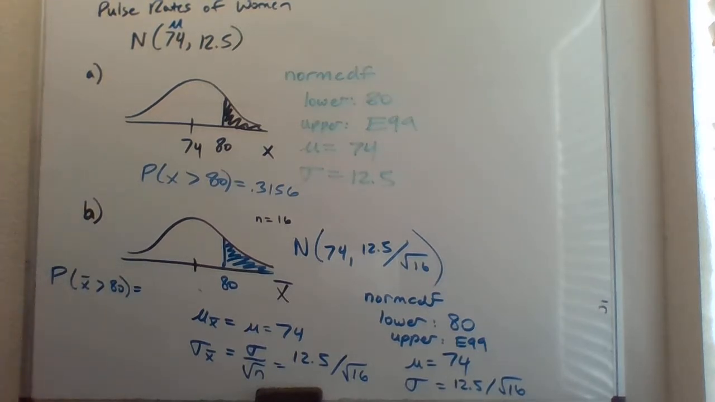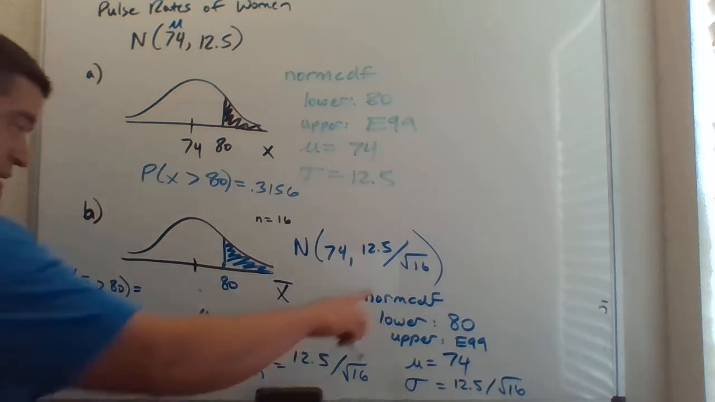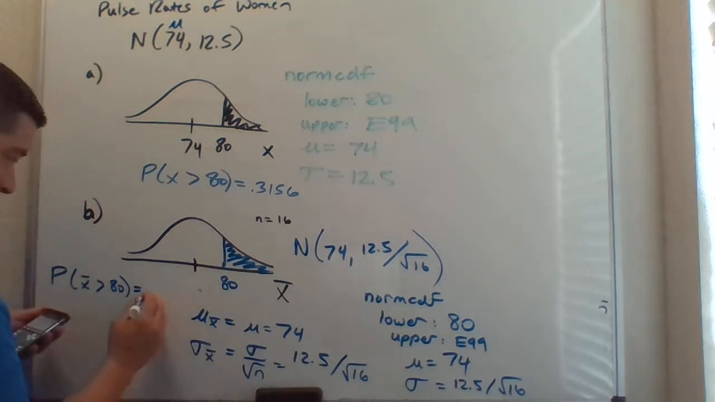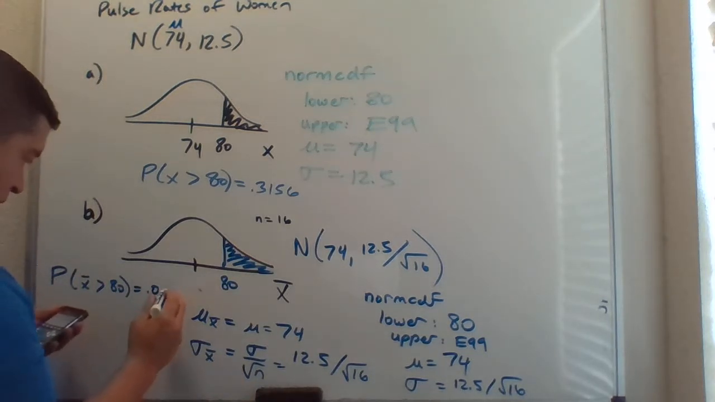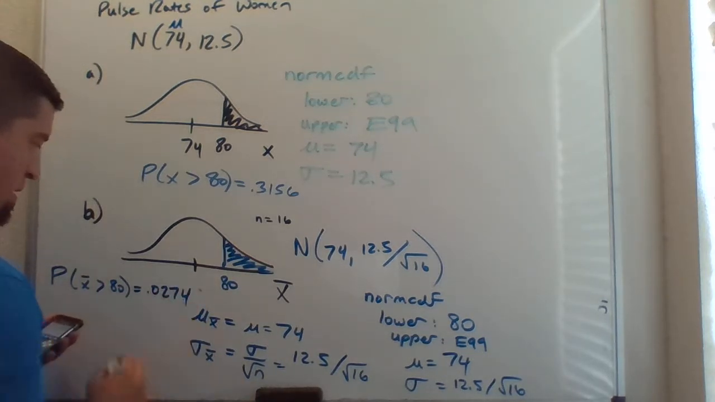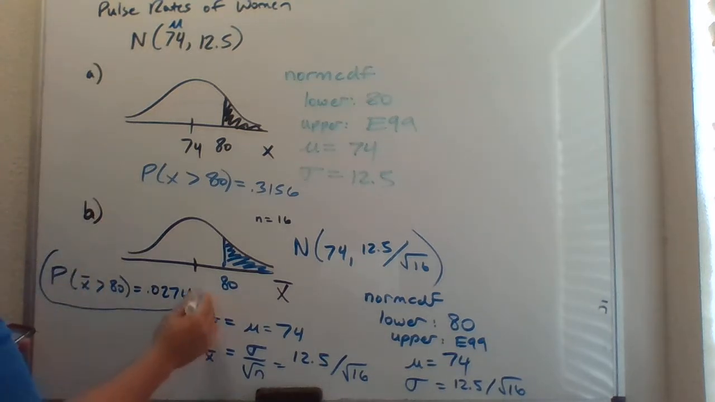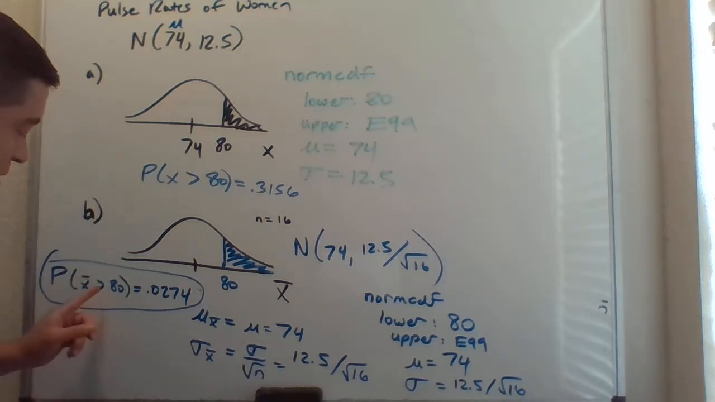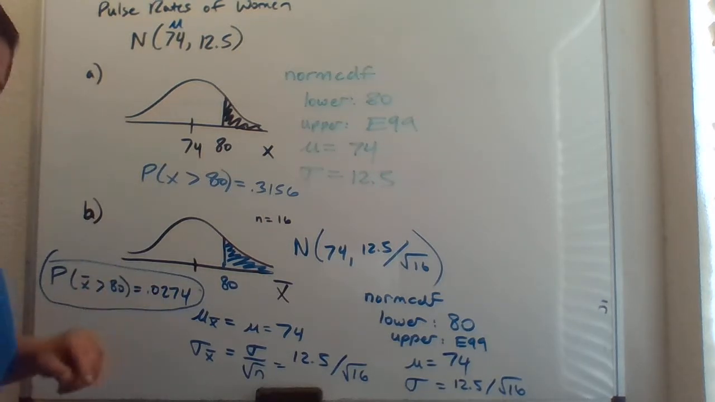Okay, so hopefully you paused it and tried it out. But what I get, I'm trying to type this in, normal CDF. Remember, to get there, you get the second bars, 0.0274. Okay, 0.0274. So this is the probability that you're going to get a random sample of 16 adult females where the means are greater than 80: 0.0274.